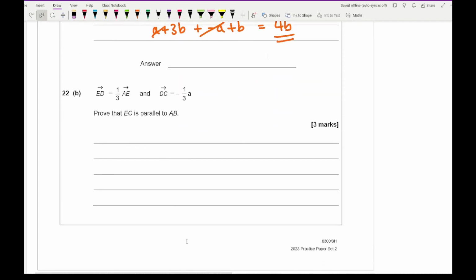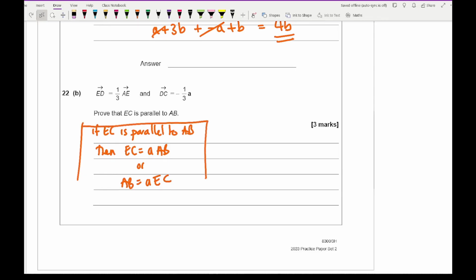Then it says that ED is equal to 1/3 of AE and DC is equal to minus 1/3 a. And the question is asking us to prove EC is parallel to AB. So if EC is parallel to AB, then either EC equals something times AB, or AB equals something times EC. So this is the kind of rule that I'm going to be using to prove that EC is parallel to AB.